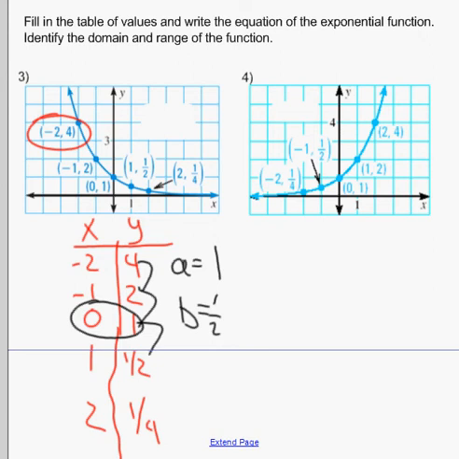Now that I have my A and my B values, I'm ready to write my function. So in this case, it would be that Y equals 1 times 1/2 to the X power.